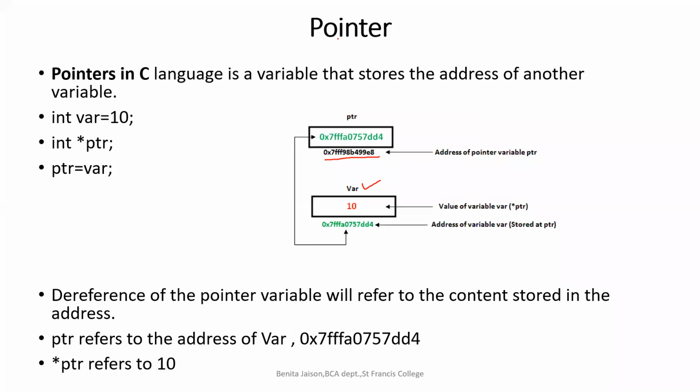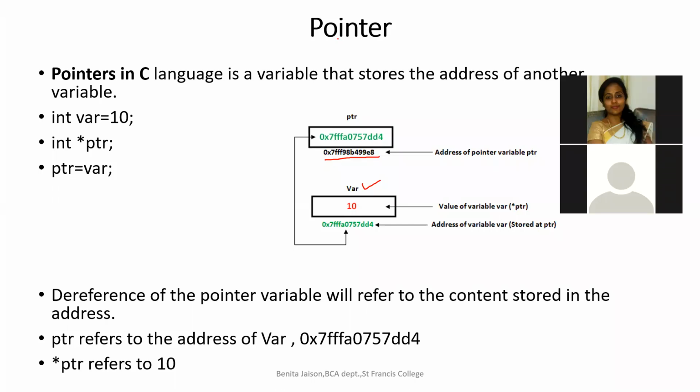10. Now, PTR is a variable. So now tell me, what is the value of PTR? We already assigned PTR equal to VAR, no? So tell me, what is the value of PTR and what is the address of PTR? Value of PTR will be 0x7. Now it is having the value. Value will be the address of VAR, right? Address of VAR, which is ending with DD4. What is the address of PTR? Address of PTR is 0x7 ending with 99E8.